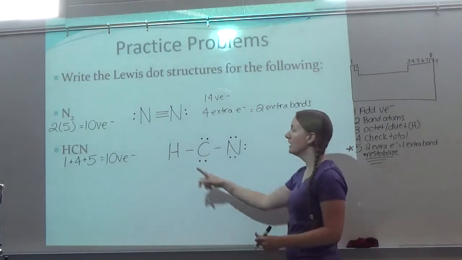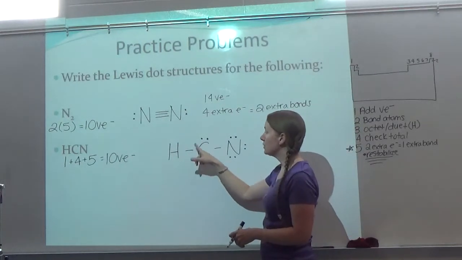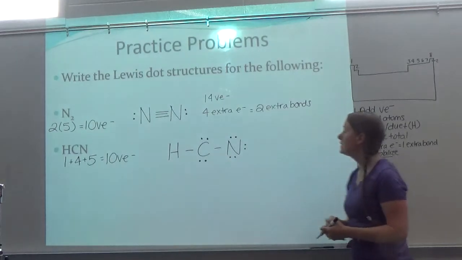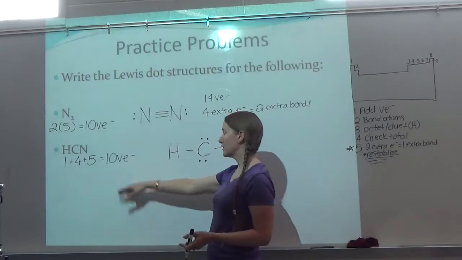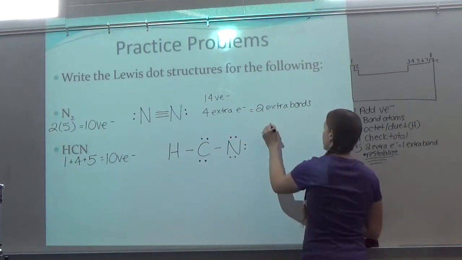Let me just show you again. Hydrogen has 2, so it has its duet. Carbon has 2, 4, 6, 8. Nitrogen has 2, 4, 6, 8. Now I need to check my total. I'm allowed to have 10 valence electrons. I have 2, 4, 6, 8, 10, 12, 14.